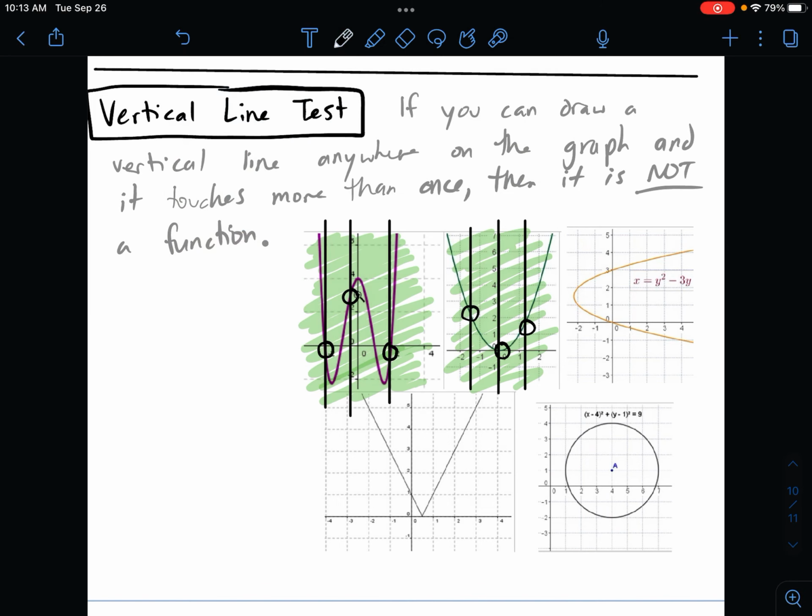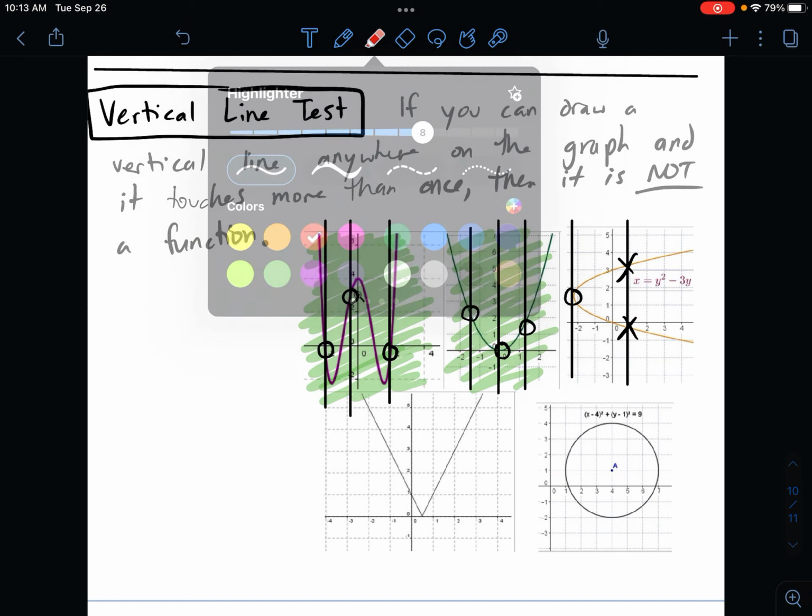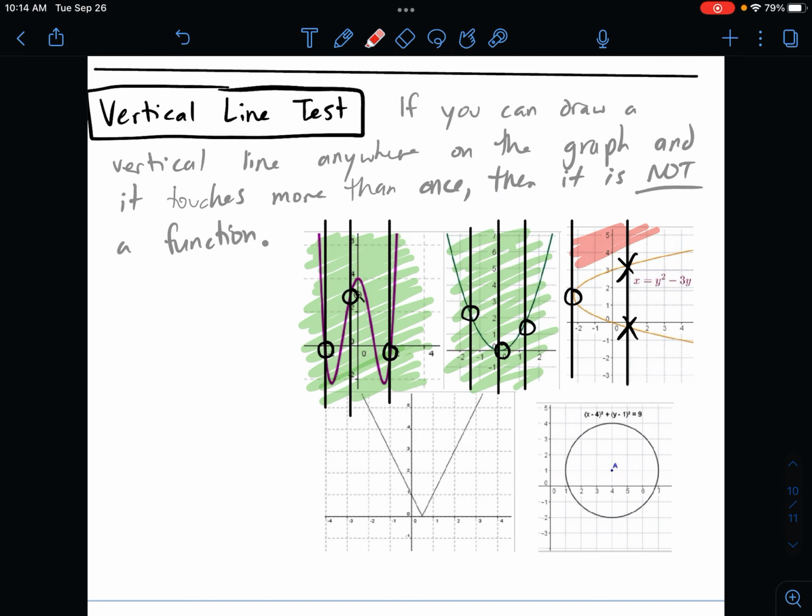The third one, well, if I draw a line over here, it crosses once, true, but if I draw a line over here, we can see that it does cross 2 times, all right? So this would not be a function, and therefore we can say that no, it's not a function. So let's color that one in red. That's not a function because that vertical line crosses twice.